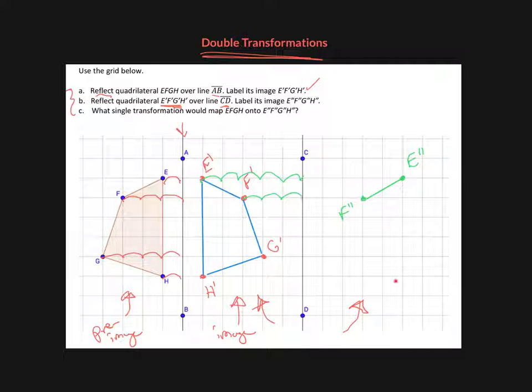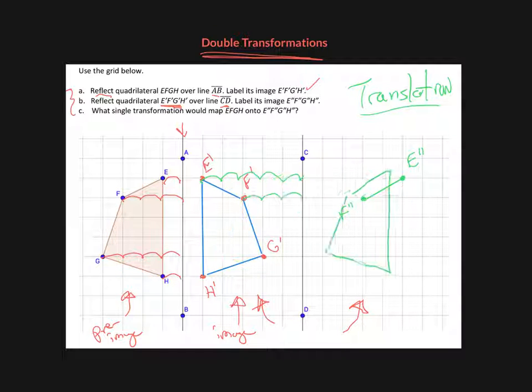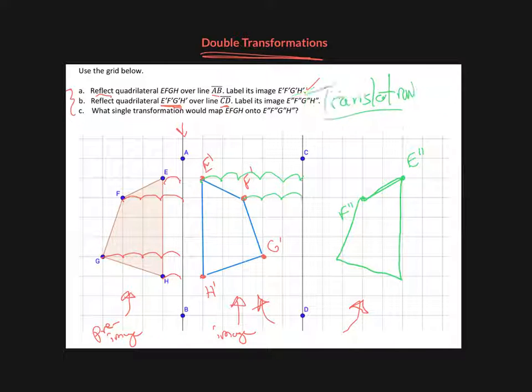You're going to end up with an EFGH double prime figure. And the last question asks, well, what single transformation? How could we have just taken this shape here and moved it over to this location in one fell swoop? Well, obviously, we reflected it twice, but to keep that same orientation, a translation, right, sliding it would have worked, right? So we could have taken this figure and slid it right across over here.